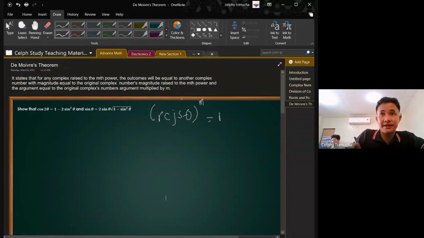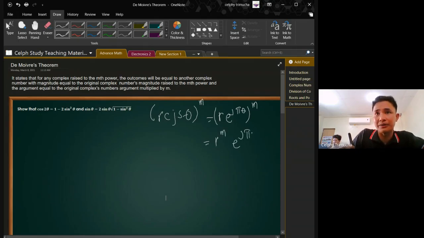Take note that the best way to deal with De Moivre's theorem is to express it in exponential form. Its exponential form is r e^(j theta). So when using De Moivre's theorem, you just raise it to m, then e^(j...), where you multiply m by theta. So that is all there is to De Moivre's theorem.